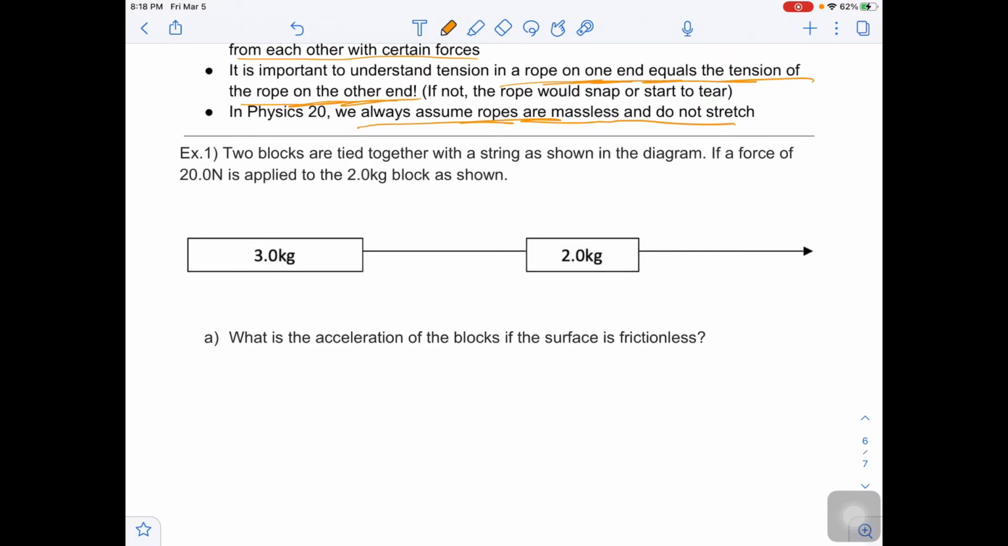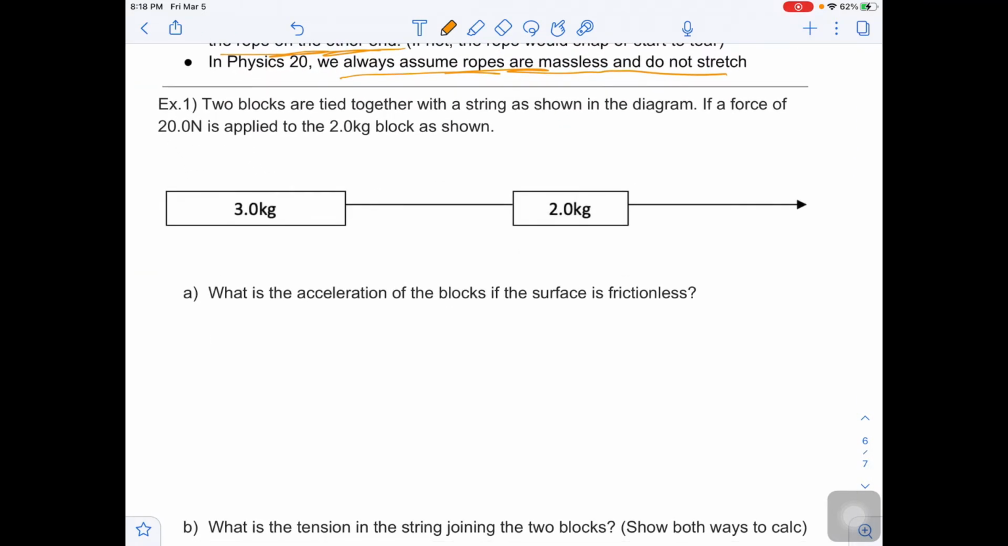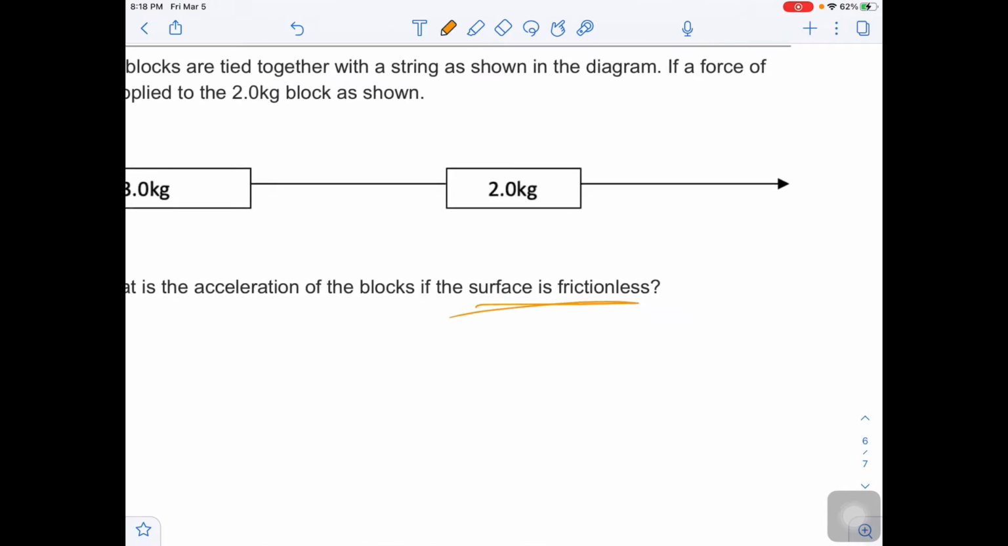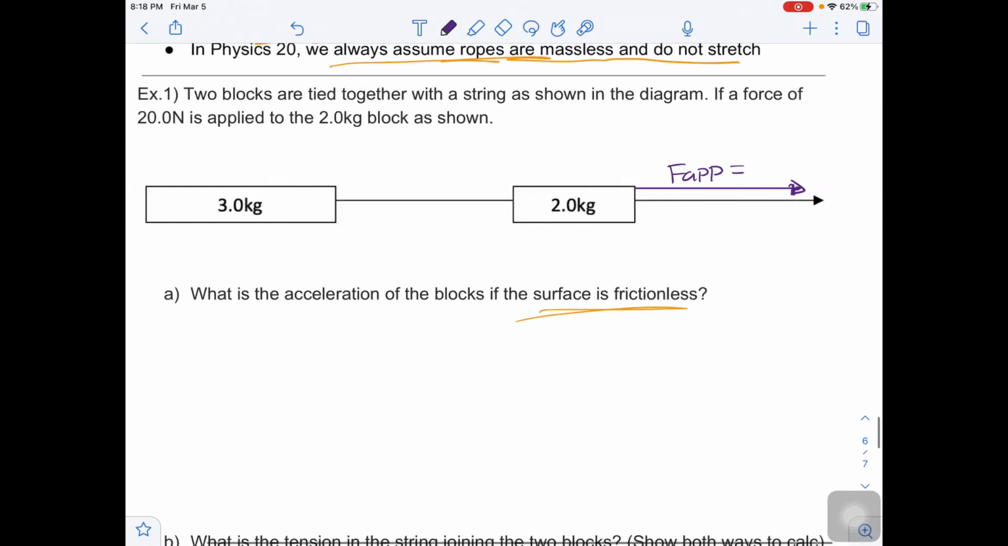So let's look at a quick example on how to deal with our forces here, and we're going to figure out the acceleration. Two blocks are tied together with a string as shown in the diagram. If a force of 20 newtons is applied to the 2 kilogram block as shown, A, what is the acceleration of the blocks if the surface is frictionless? Here we have an applied force. This will be F applied, and that equals, as stated, 20 newtons.